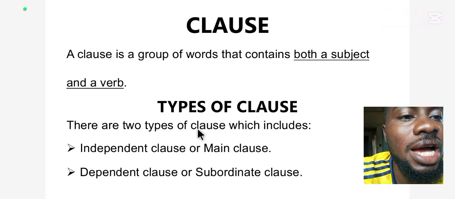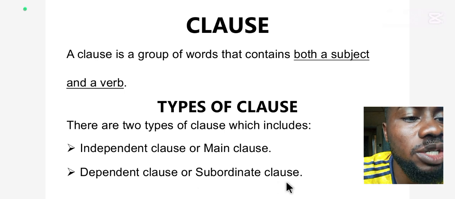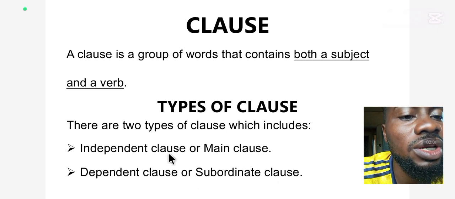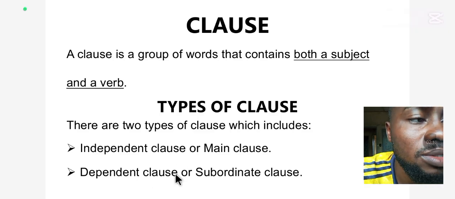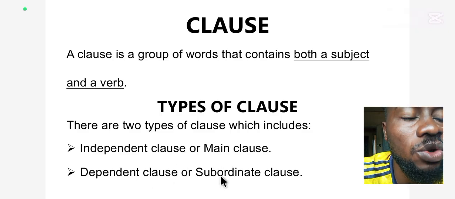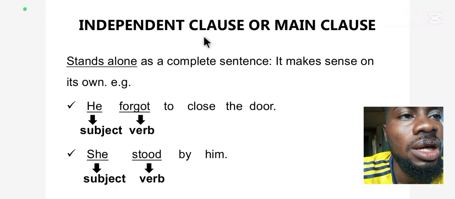There are two types of clause, which include the independent clause, or the main clause, and the dependent clause, or the subordinate clause. So you can easily say we have the independent clause and the dependent clause, or the main clause and the subordinate clause. Moving on.